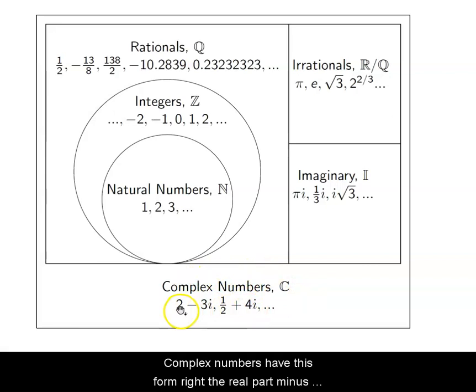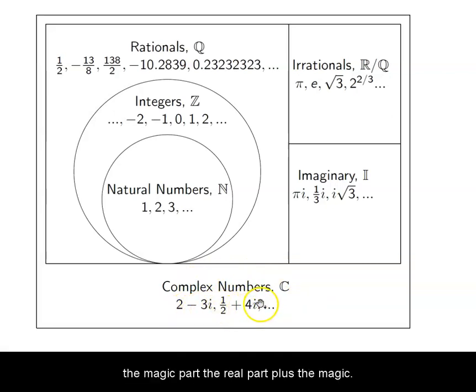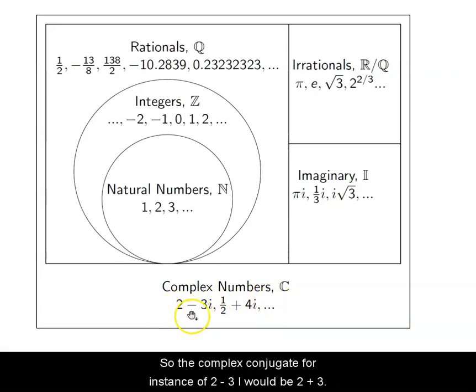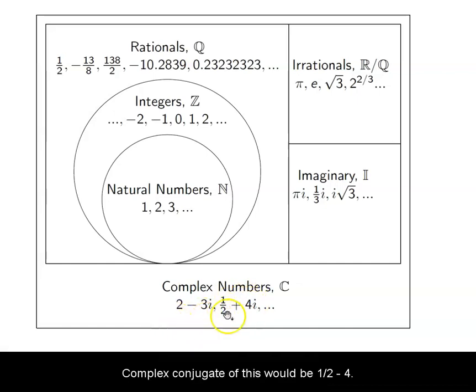Complex numbers have this form, right? The real part minus the imaginary part. The real part plus the imaginary part. So the complex conjugate, for instance, of 2 minus 3i would be 2 plus 3i. The complex conjugate of this would be 1/2 minus 4i.